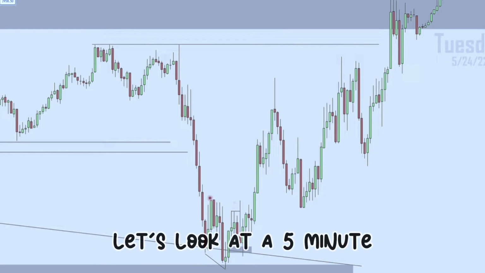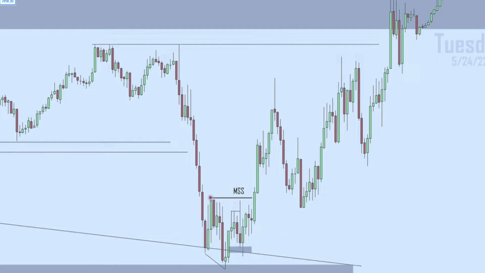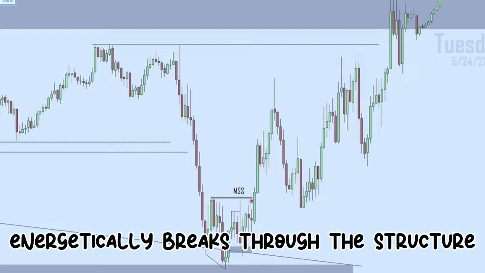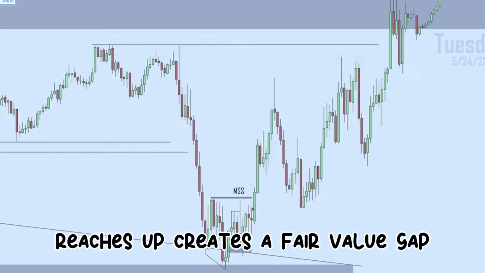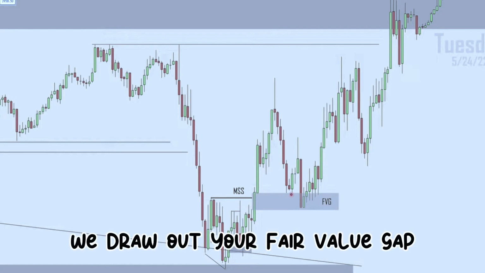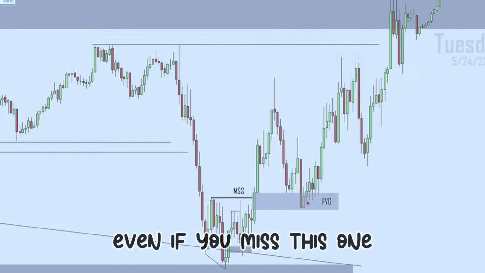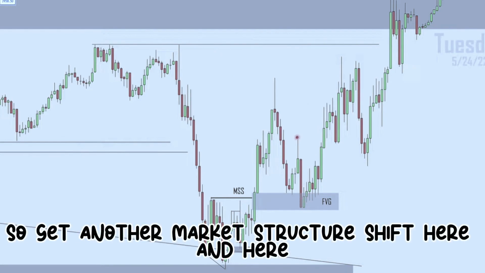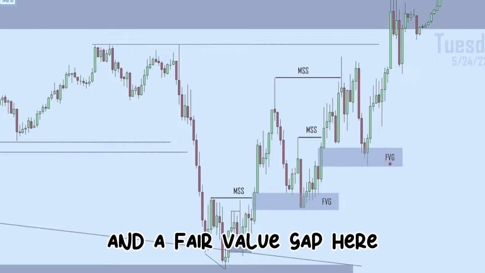But if you didn't get that, let's look at a 5-minute. We have a market structure shift here. It energetically breaks through the structure, reaches up, and creates a fair value gap. We draw out your fair value gap, and that's your entry. Even if you miss this one, we're aiming for these relative equal highs. So get another market structure shift here and here, and a fair value gap here.